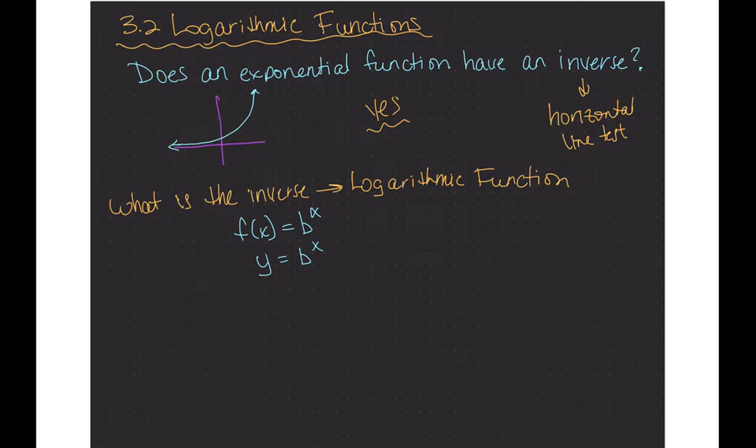So we can remember back when we had to find inverses, and to find an inverse, you switch the x and the y, and then you solve it for y, right? So to find the inverse, I would switch the x's and y's, so I would now have x equals b raised to the y. So now I need to figure out how to solve it for y. Well, I have a little issue, don't I? Because my y is up in my exponent, and I really don't know how to get out of it.